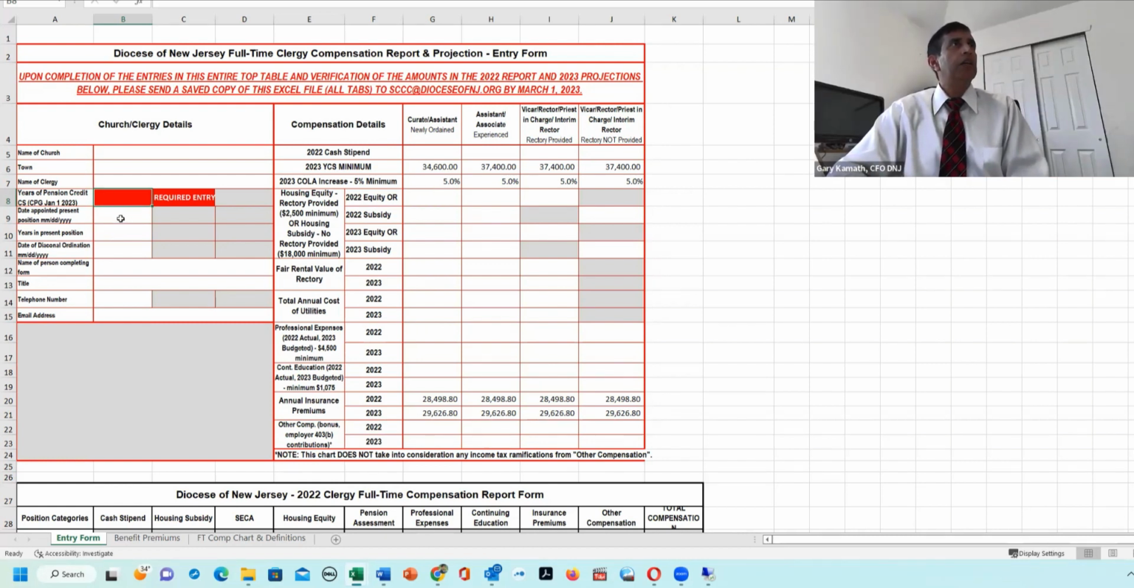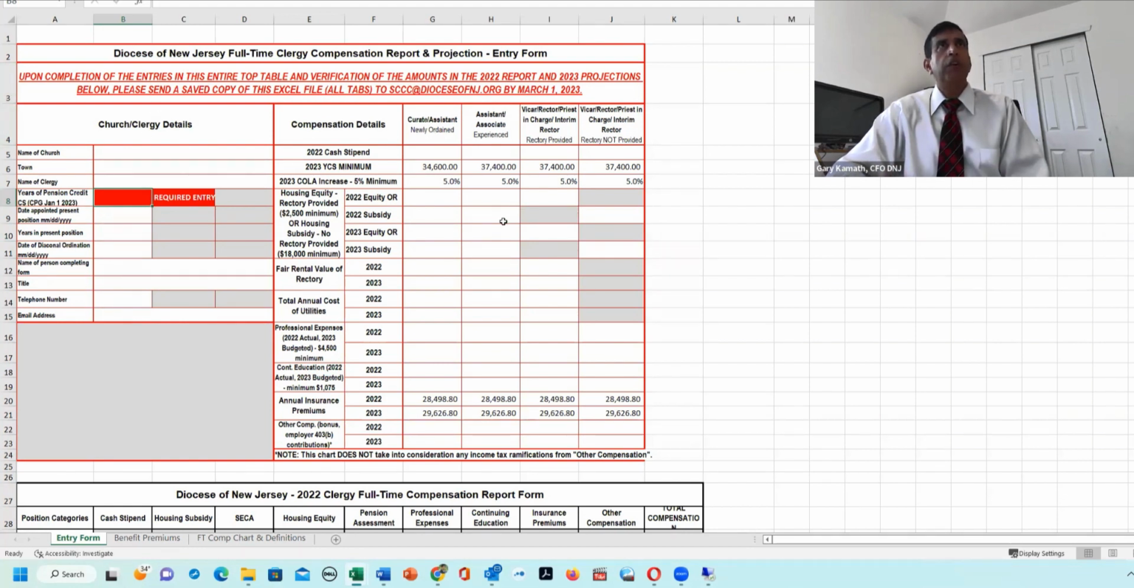And the date appointed to the present position, years in present position, date of diaconal ordination, the name of the person completing the form. This is important, as if we have any questions, we can talk to that person. And the title of that person, the contact information, the telephone number, and the email address.